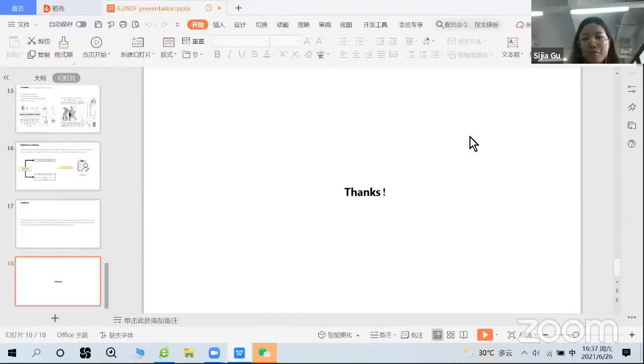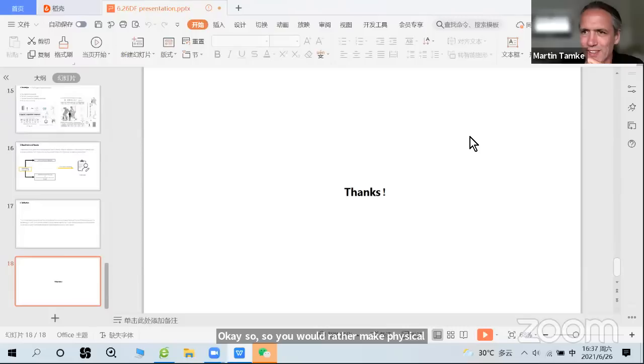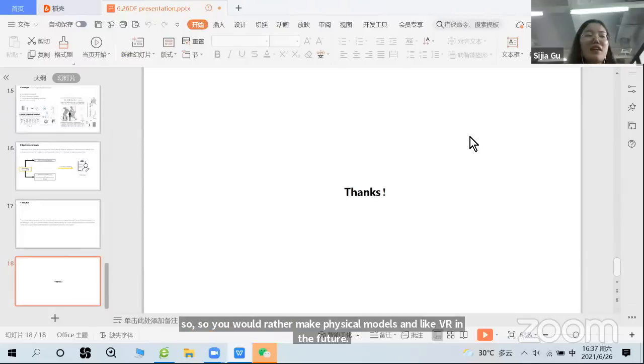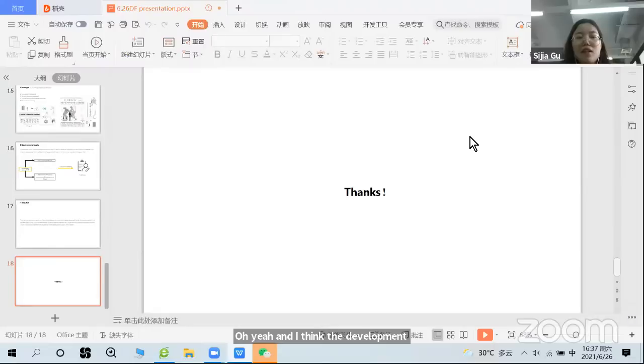Okay, so you would rather make physical models than VR in the future? Yeah, and I think the development of VR models will be an interesting aspect for us to develop.